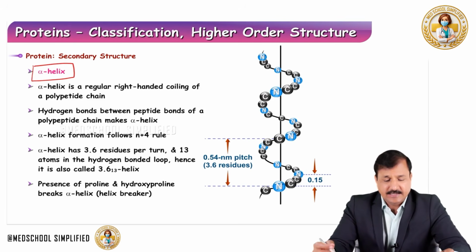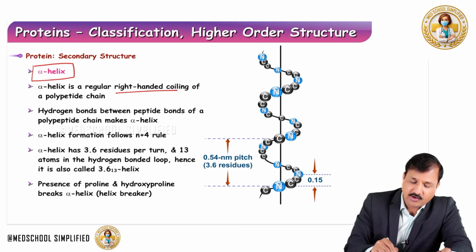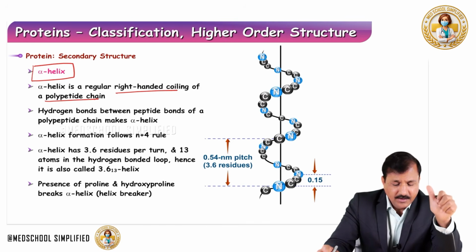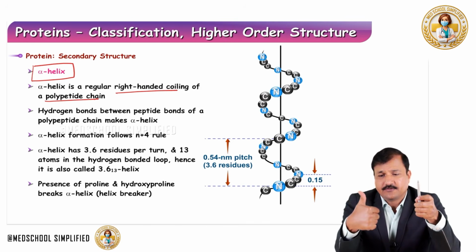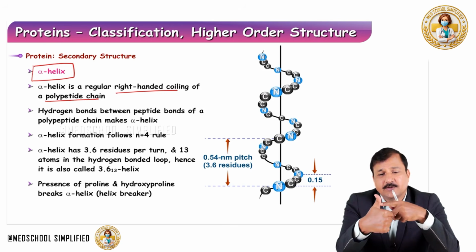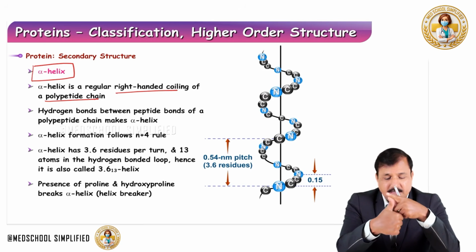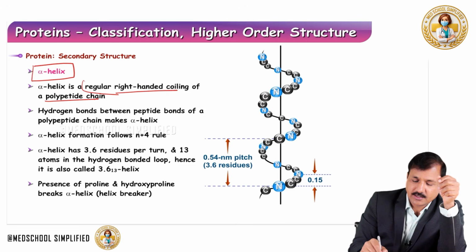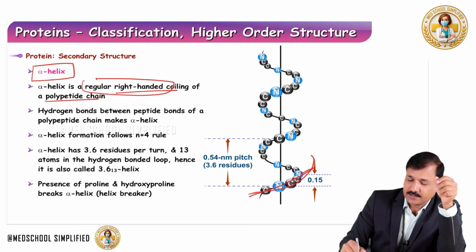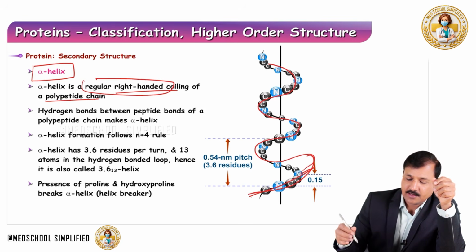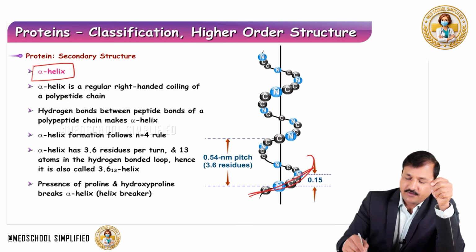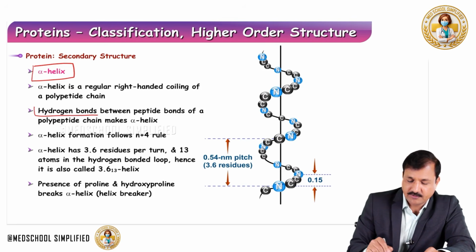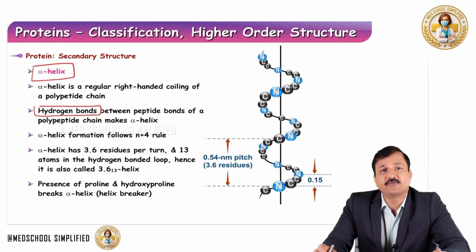Now the alpha helix is a regular right-handed coiling of a polypeptide chain. Okay, so as you see, if you hold your right hand with the thumb facing on the right side, this is a right-handed coiling. That is how the alpha helix looks. It's a regular right-handed coiling. Look at this. It goes like this and then turns and goes this way. So hydrogen bonds are formed between the peptide bonds to make alpha helix. So hydrogen bonds are the ones that are responsible for the formation of alpha helix.